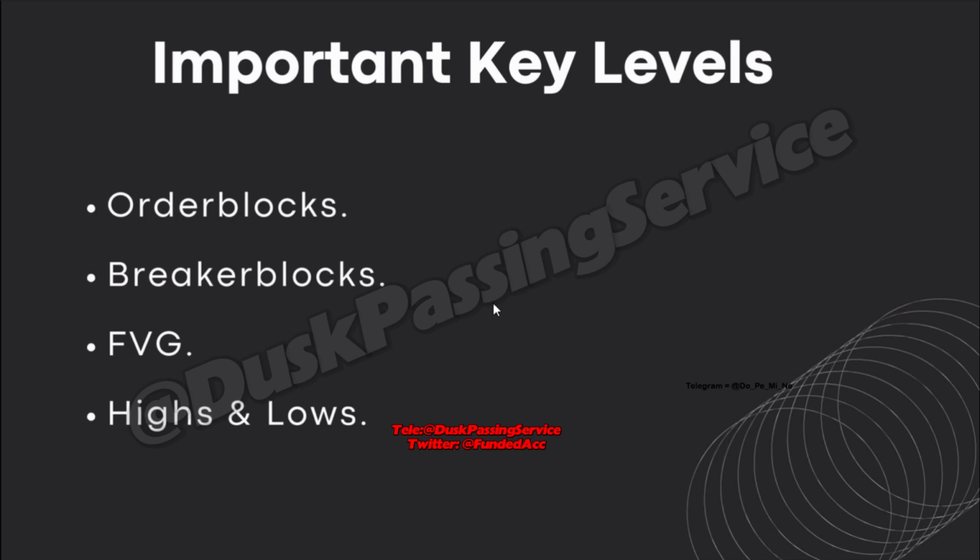Now, these key levels are referred to by multiple names, right? Some call them PD arrays, some call them precursors, some call them even point of interest or POI, and I myself call them key levels, right? Now, the name itself doesn't matter. What matters is the theory and the technical significance behind it.